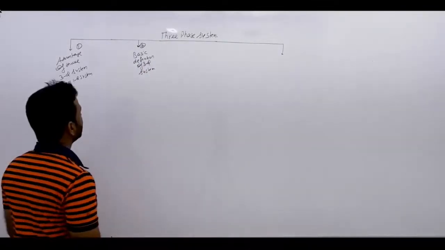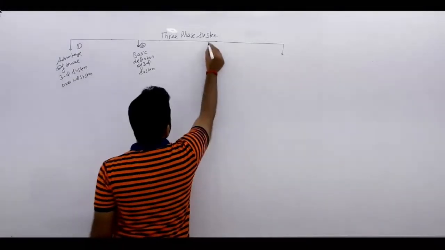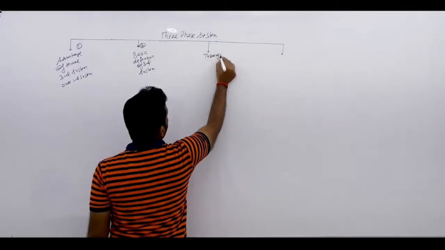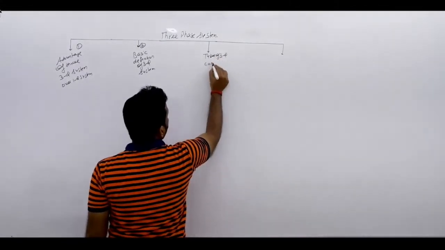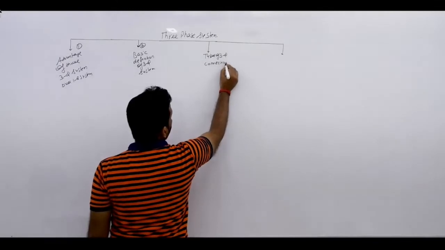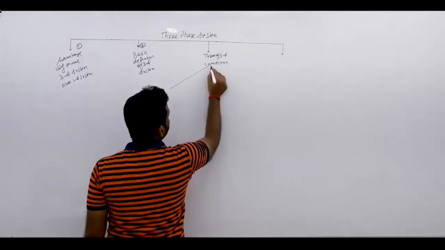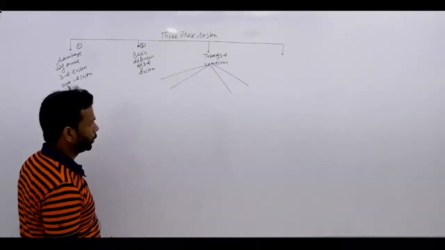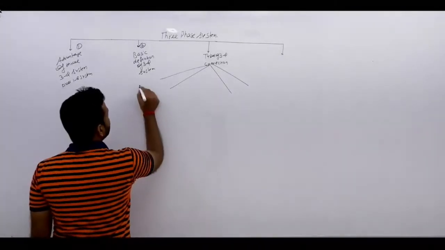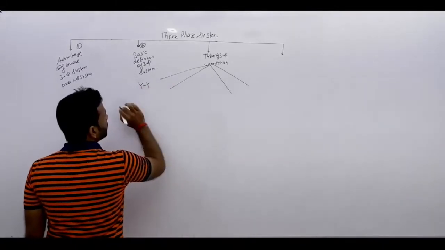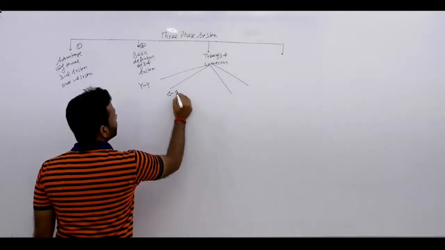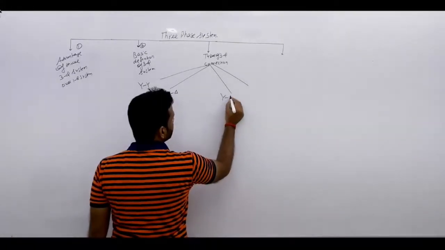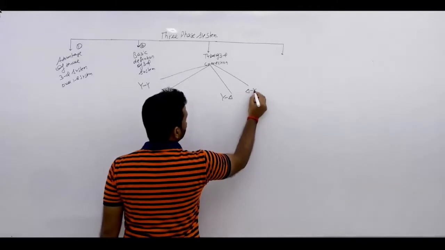Then in the next part we will see types of three-phase connection. In that we have mainly two types of connection, that is star and then delta connection. But if you pair these two, then we have star-delta and delta-star connection also.